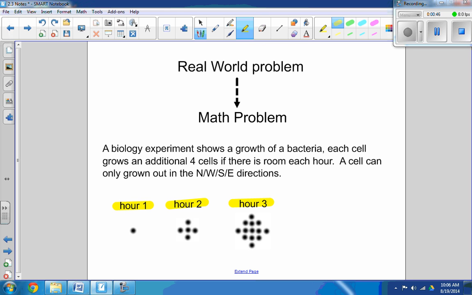So from hour 1, you got a single dot. Hour 2, you can see it grew out in the north, south, east, and west directions. Hour 3, the original one can't grow because there's already dots in those directions. But then you have this dot grows. This dot can only grow in these directions. This dot can grow. And so it's constantly expanding out.